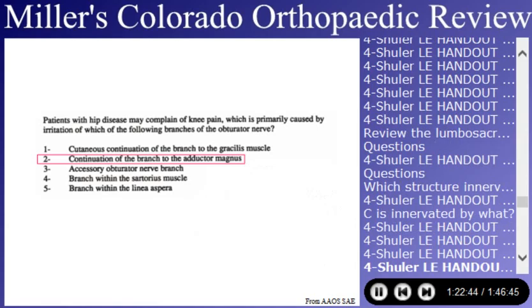Patients with hip disease may complain of knee pain, which is primarily caused by irritation of which of the following branches of the obturator nerve? Very important. Don't forget something as simple as radiographing the joint above and below the patient's complaint. Okay? A branch to the adductor magnus can give you knee pain. So if you have hip pathology, they can present with just knee pain.